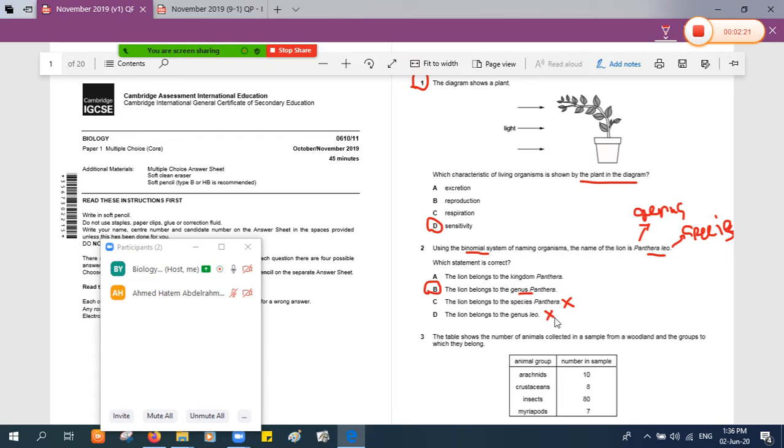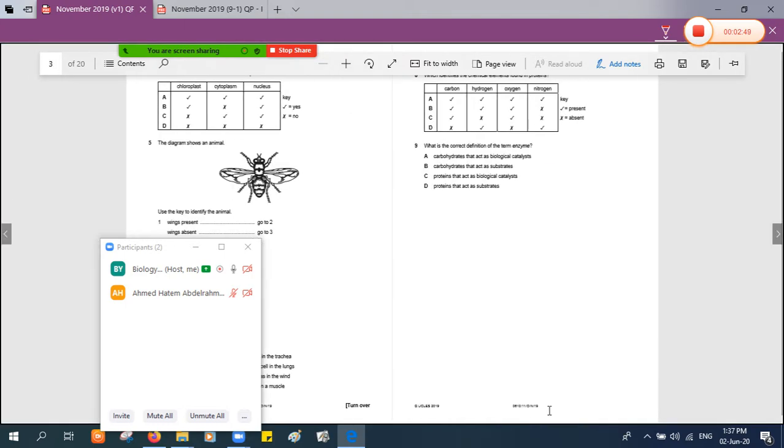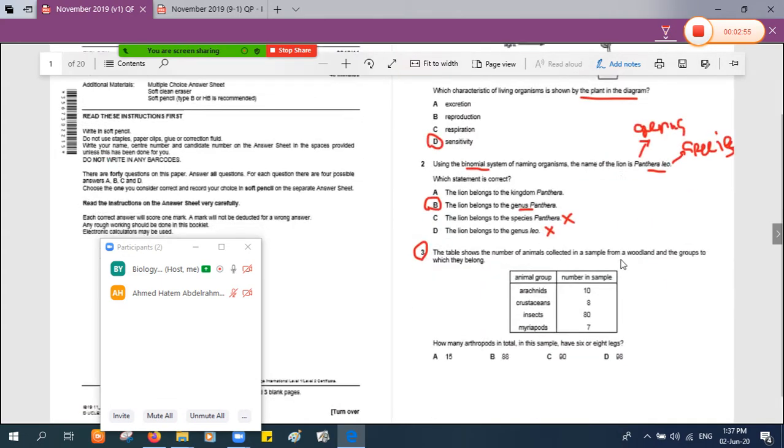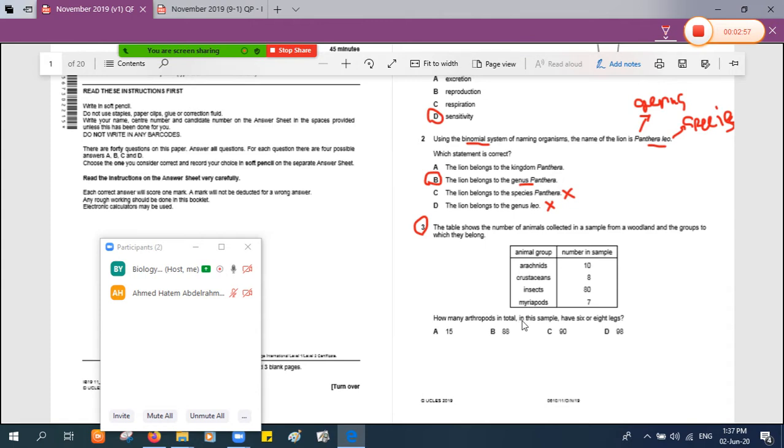Okay, please, if you have a question, you can ask me. Let's move to question number 3. Here the table shows the number of animals collected in a sample from a woodland and the groups to which they belong. Here you can see that there are 10 arachnids, 8 crustaceans, 80 insects, and 7 myriapods. What is the question? Yeah, how many arthropods in total in the sample having 6 or 8 legs?